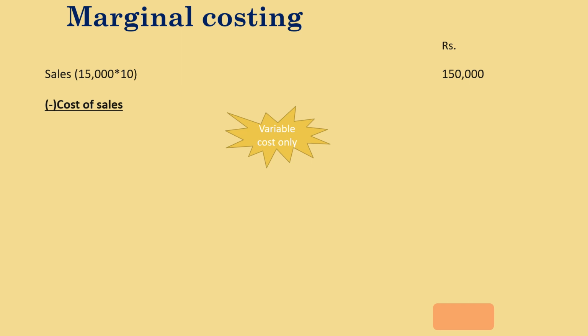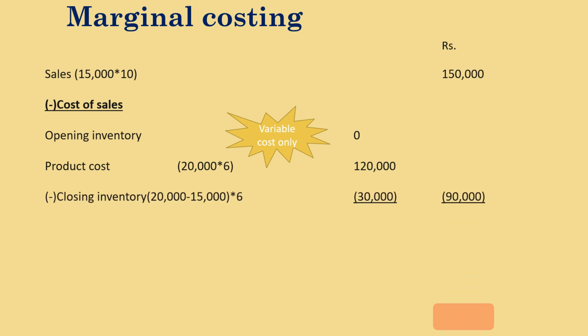First, we are going to start with the opening inventory. Since there is no opening inventory, we are moving to the product cost. That is production units of 20,000 into the variable cost of 6 rupees. So, the product cost is 120,000. From that value, we have to deduct the closing inventory. That is 20,000 minus 15,000 of sales. So, the closing inventory value is 30,000. So, the cost of sales is 90,000.